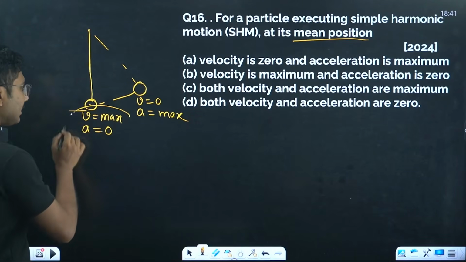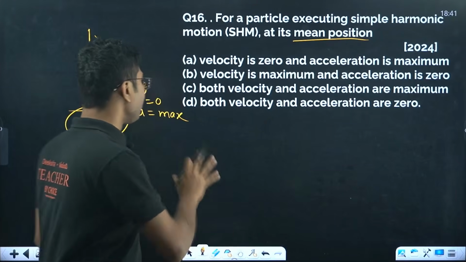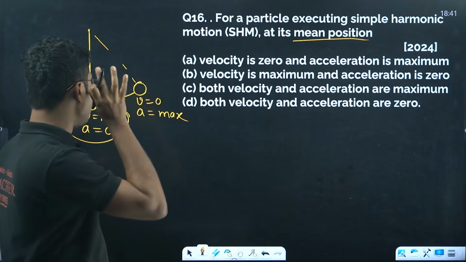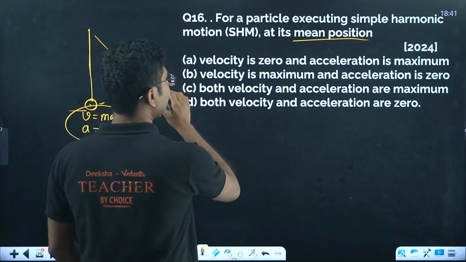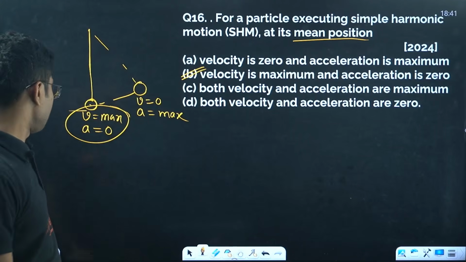So here we are finding this point. Now remember, this can be asked in your upcoming exam, so don't forget this concept. So velocity is maximum, acceleration is 0. So the correct answer is option B for this question.